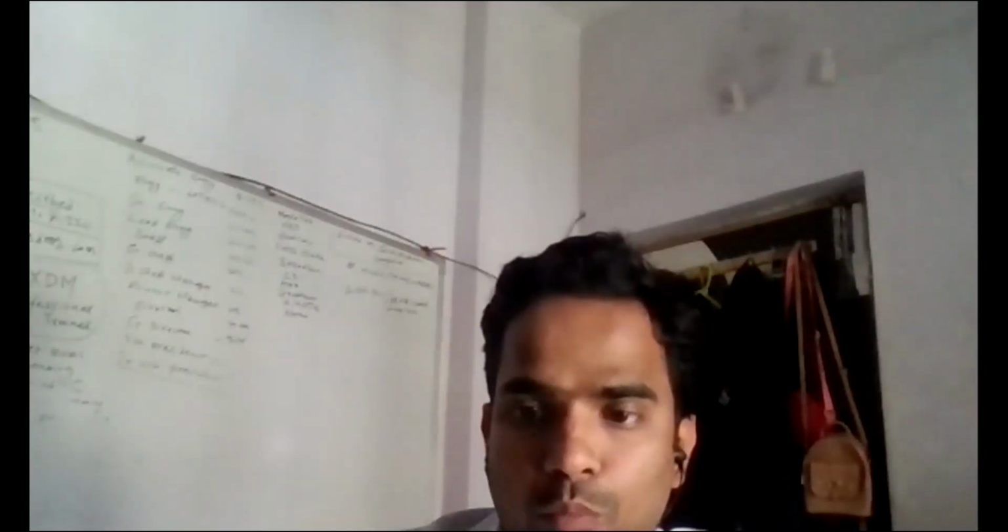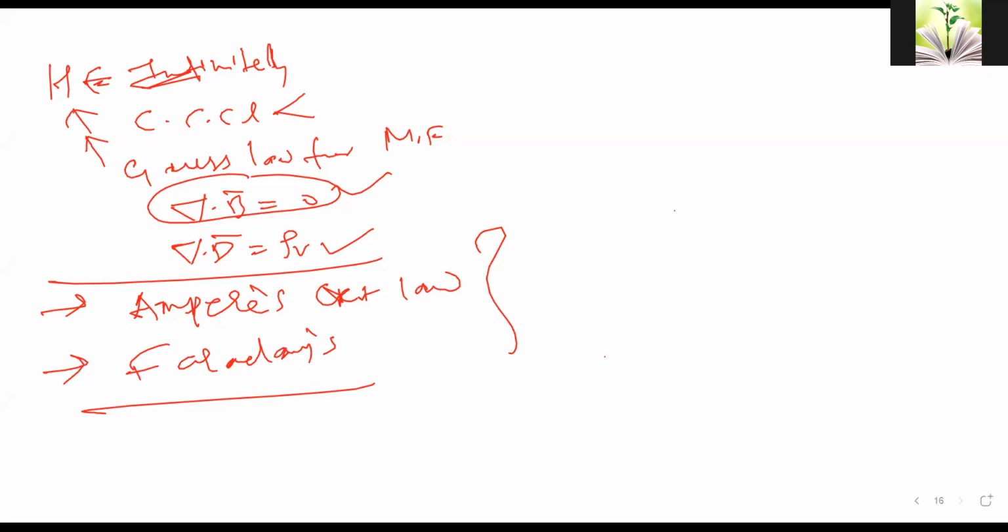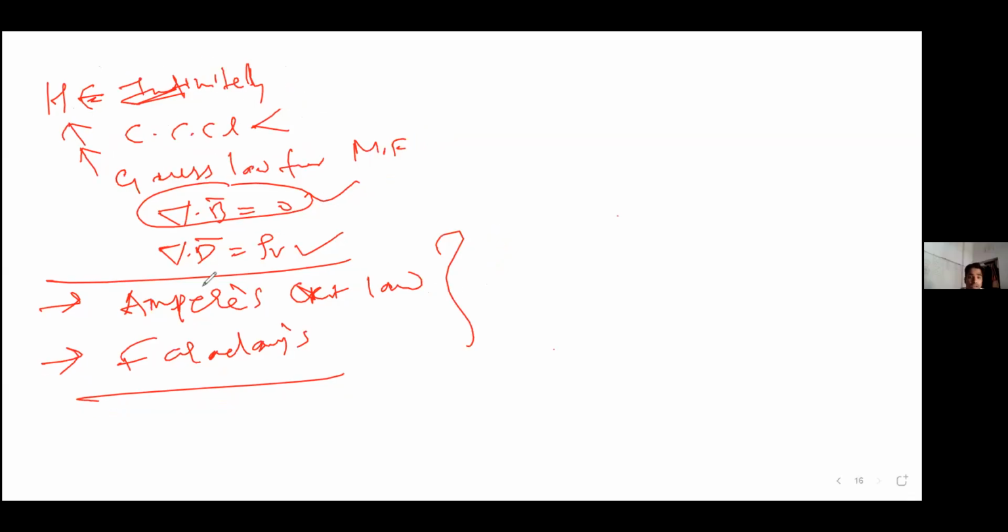We'll move ahead. Till now we have seen Gauss law for electric and magnetic field. We need to see Ampere circuital law and Faraday's law. These two laws are very important. These four laws: Gauss law for electric field, Gauss law for magnetic field, Ampere circuital law, and Faraday's law, form the basis of Maxwell equation.